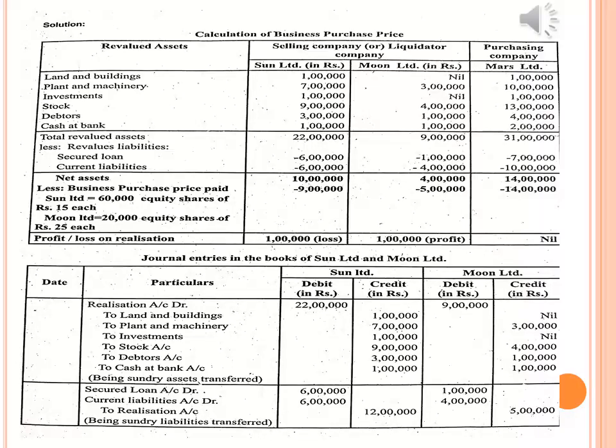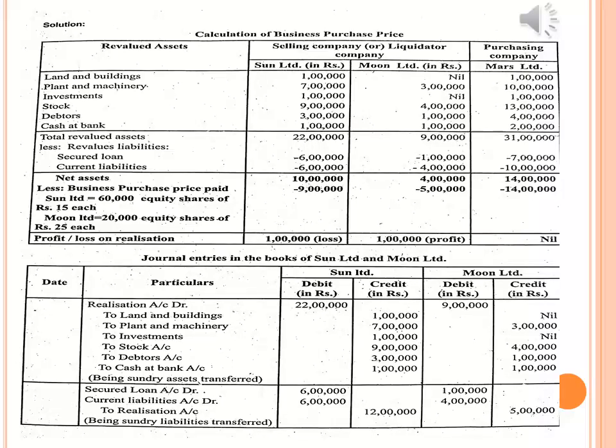But there is a difference between net assets and purchase consideration. So what does it mean? The net asset is worth 10 lakhs but the company is paying only 9 lakhs. So the company which is selling, Sun Limited, incurs a loss of 1 lakh. In the same way, Moon Limited's net assets are worth 4 lakh whereas they are being given 5 lakh worth of purchase consideration. They earn a profit of 1 lakh. The profit and loss has to be recorded in the journal entries of Sun Limited and Moon Limited. Okay, we will see the journal entries now.